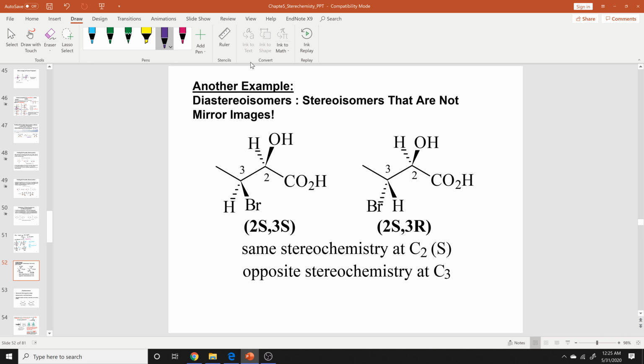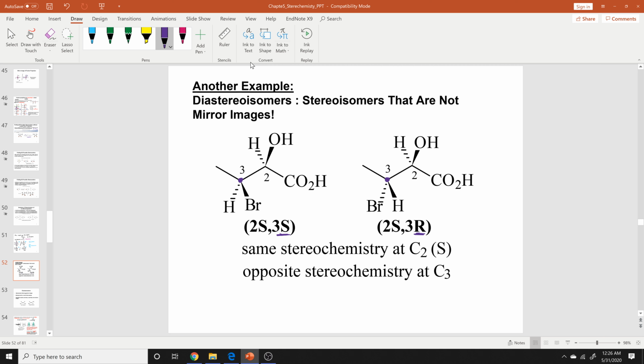Another example. To define diastereoisomers, these are not mirror images, so they should differ by one chiral center. So see, carbon 3 is S configuration here, and it's R configuration there. So they differ in one chiral center. Chiral center 2 stays the same. Chiral center 3 is different. So this means that the two molecules are diastereoisomers of each other.